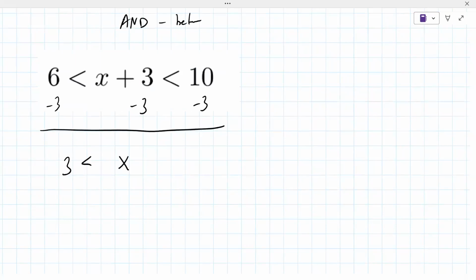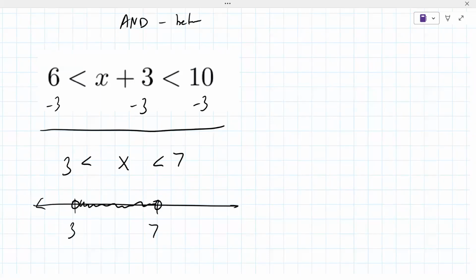3 less than x less than 7. When you graph this on a number line, you have 3, you have 7, and you have everything in between. Okay. You could also get a problem where you have division or something like that in there.